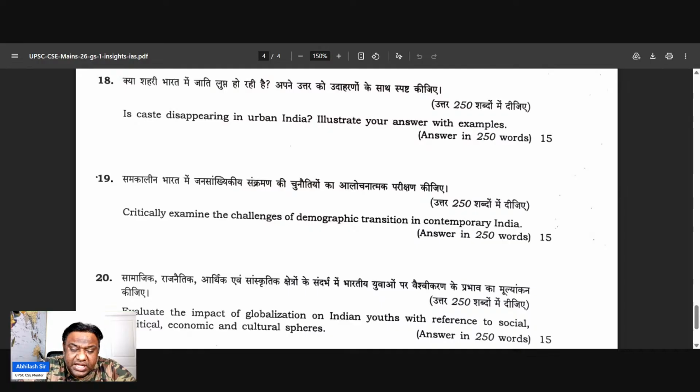And 20th question is: evaluate the impact of globalization on Indian youth with reference to social, political, economic, and cultural aspects. This is also a very standard question. So these 20 questions, I read through.